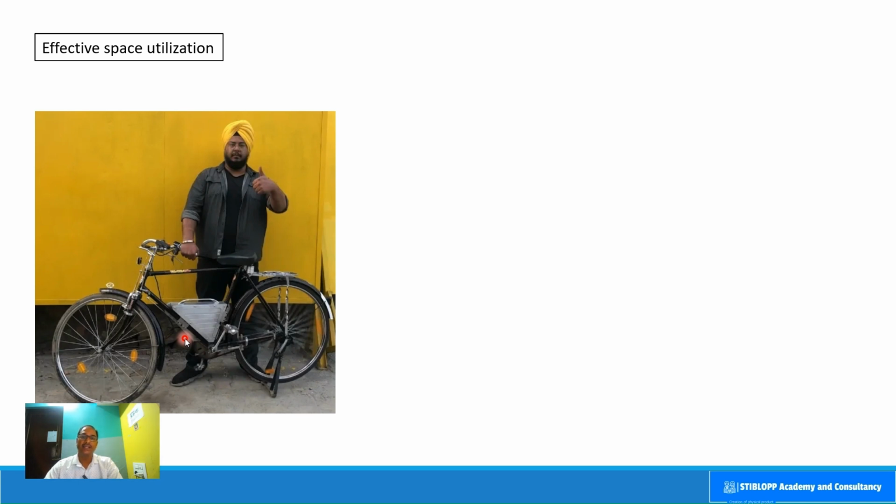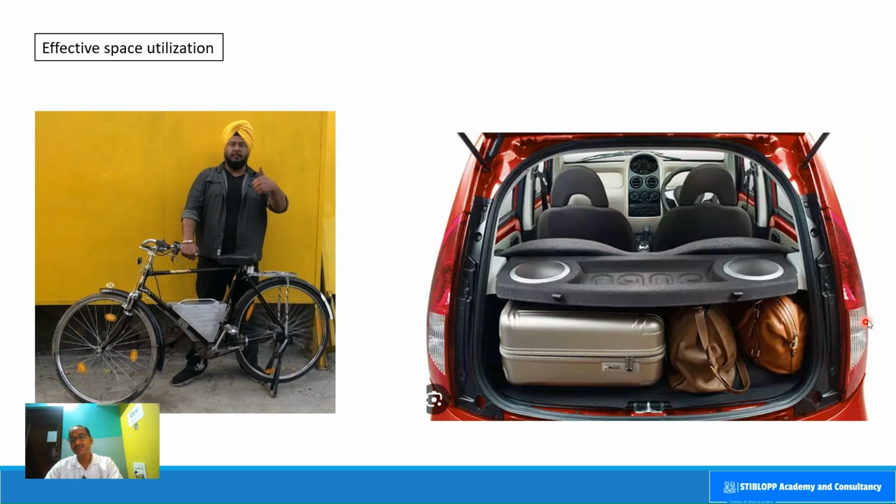Okay, the next example that we have is the boot space available to keep the luggage in the Tata Nano. What we observe here is the engine of the Tata Nano is packaged at the rear side. In spite of that, we have enough space to keep the luggage.